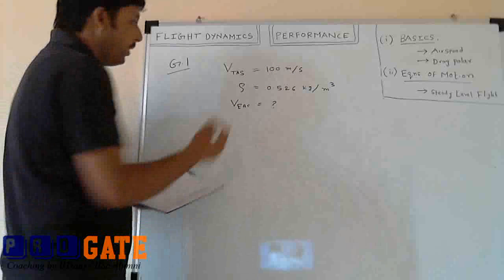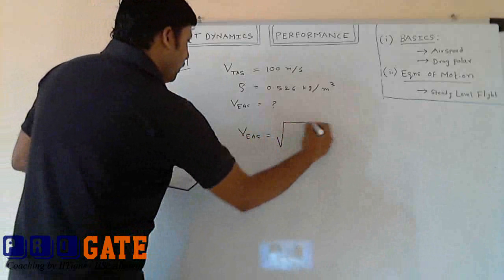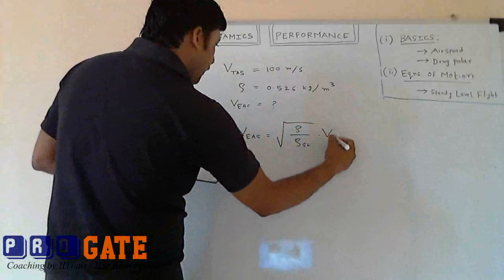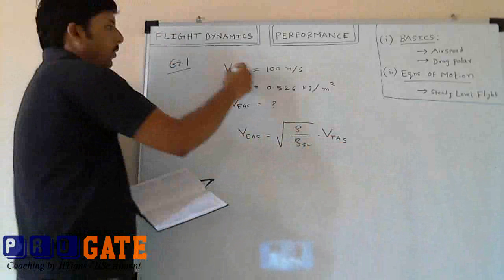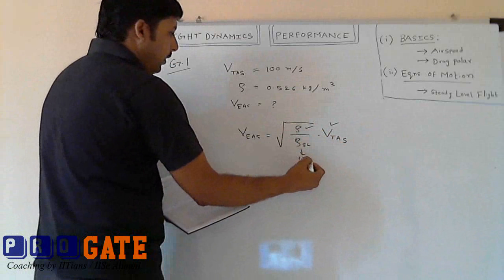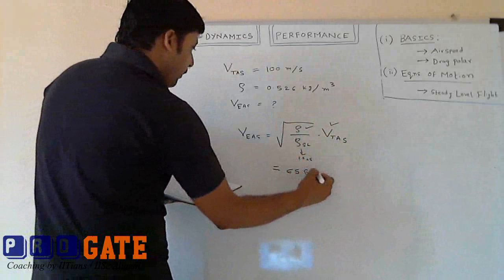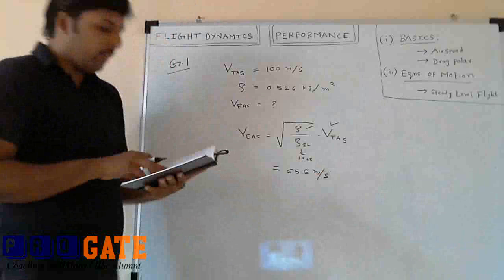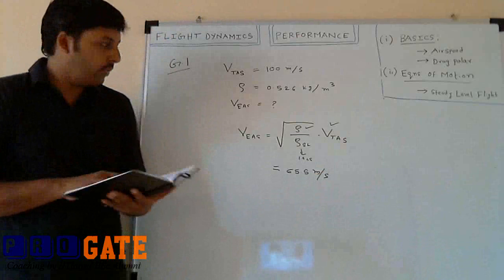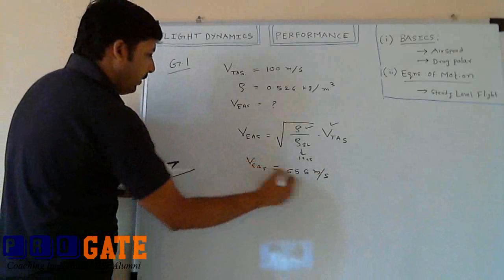We already know the relation: V EAS is root of rho by rho sea level into V TAS. So we know V TAS, rho, and let us use the sea level density. This will give 65.5 meters per second. They have given the options 65.5, 72.5, 110.5, 152. So the correct answer is 65.5. This is your equivalent airspeed.